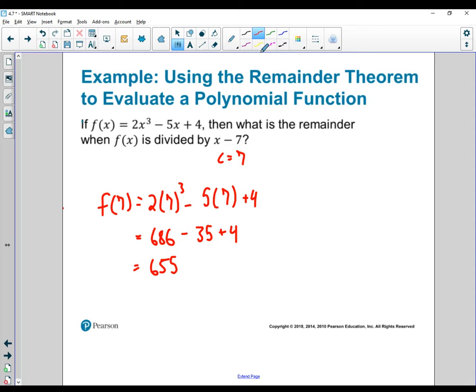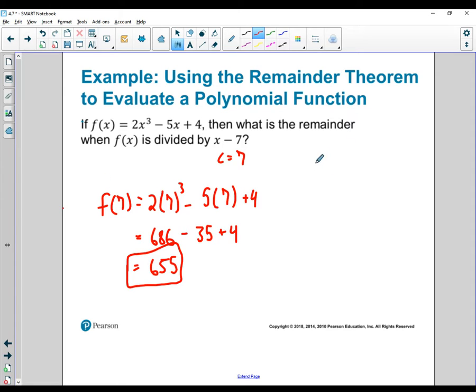And so what that tells us is that our remainder is 655. Right? What is the remainder? There it is. That's from the remainder theorem. Literally all you have to do is evaluate C at here. And it seems magical, right? Like, why the heck does that work?